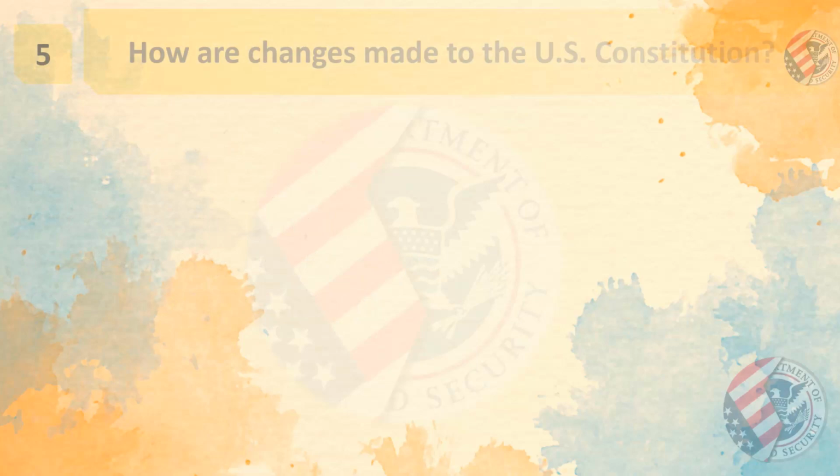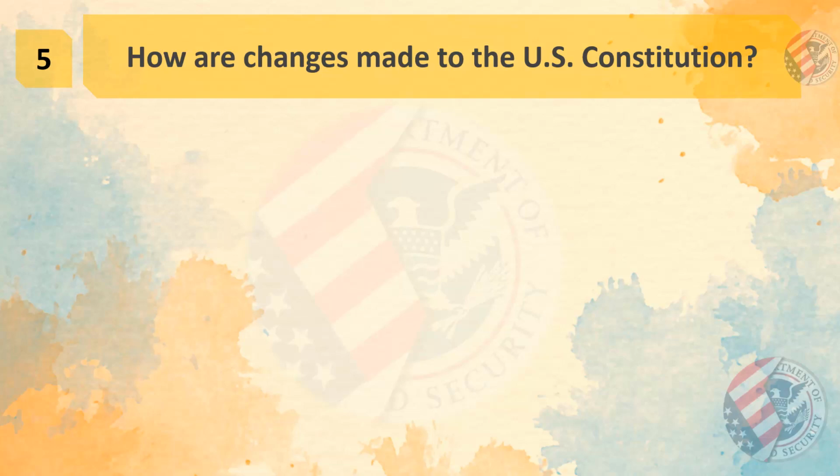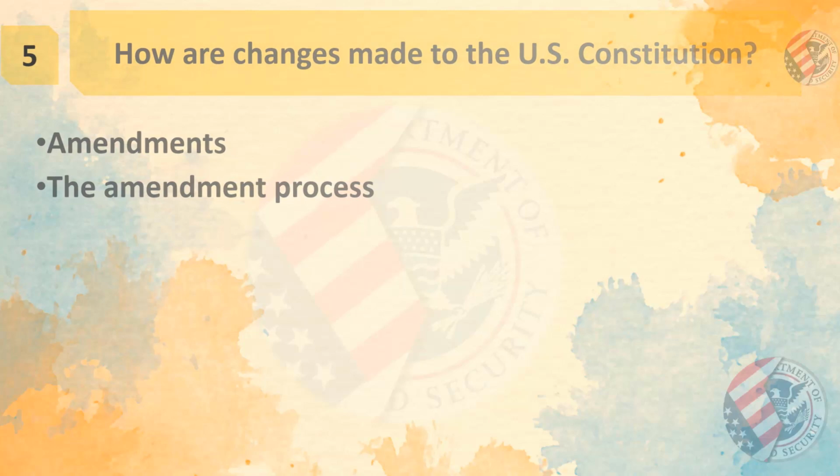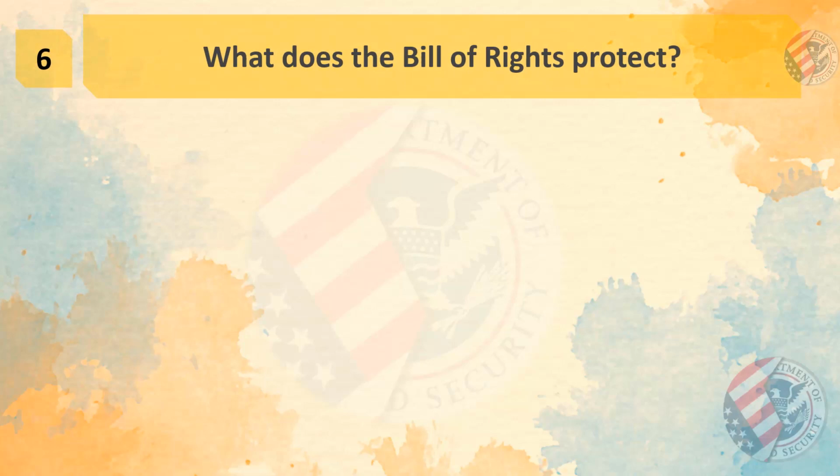How are changes made to the U.S. Constitution? Amendments. The amendment process. What does the Bill of Rights protect? The basic rights of Americans. The basic rights of people living in the United States.